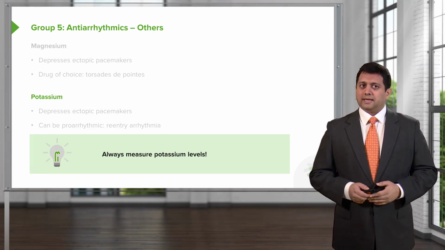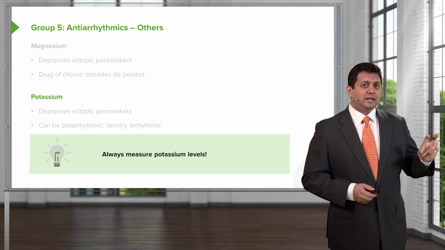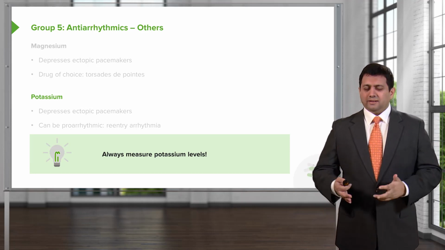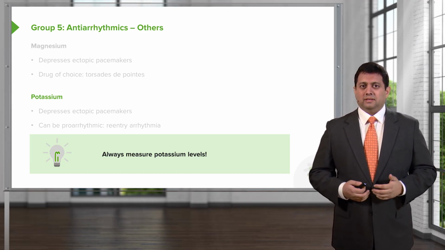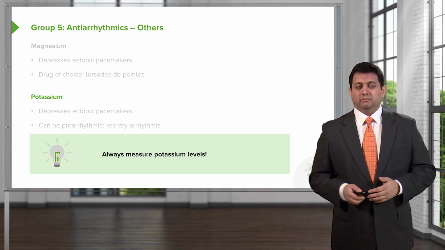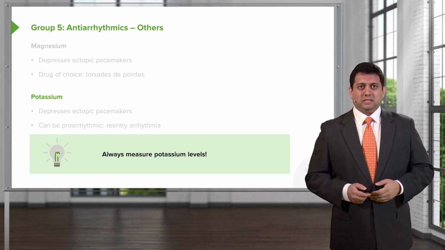Always measure your potassium levels because each class of these drugs, whether it's class 1 or class 3, are kind of dependent upon the potassium level, and having altered potassium levels can actually induce more arrhythmia in conjunction with some of these medications.